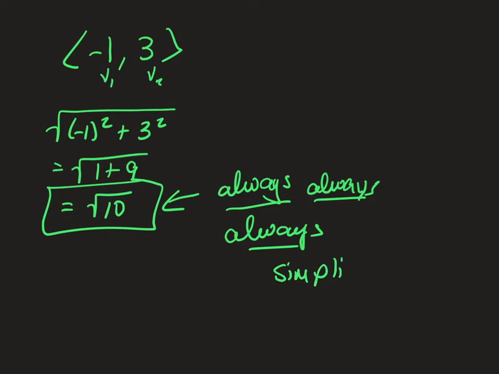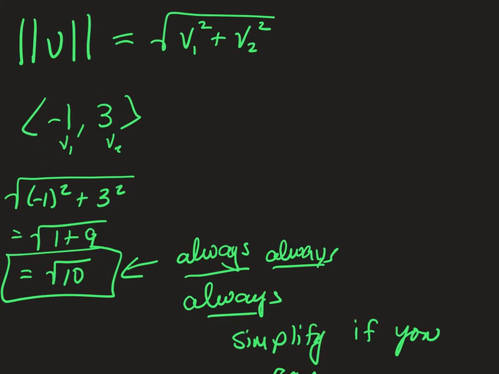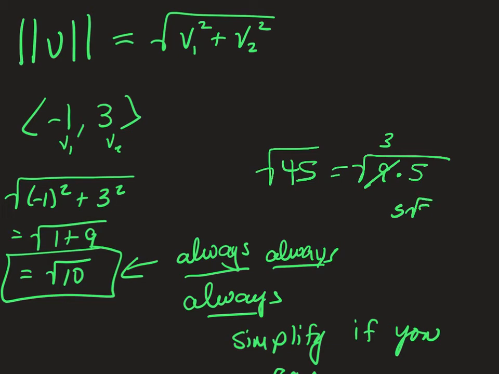Can I simplify radical 10? No. I don't want the decimal equivalent. What I mean is if I get the square root of 45, if you leave that as the magnitude, I'm taking points off. Because what can you break 45 into? 9 and 5, right? So this would become 3 square root of 5.